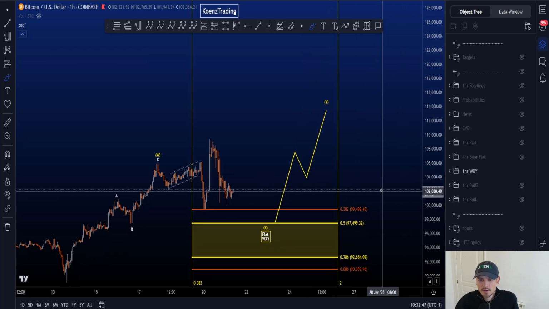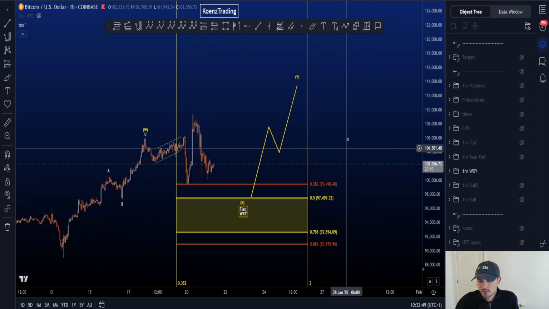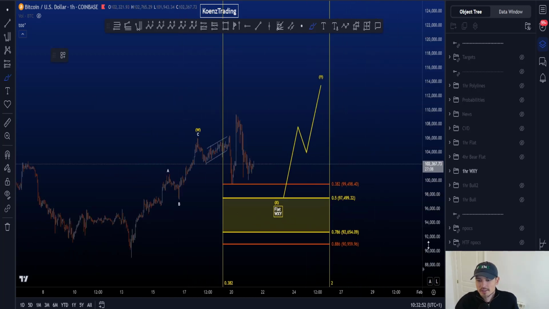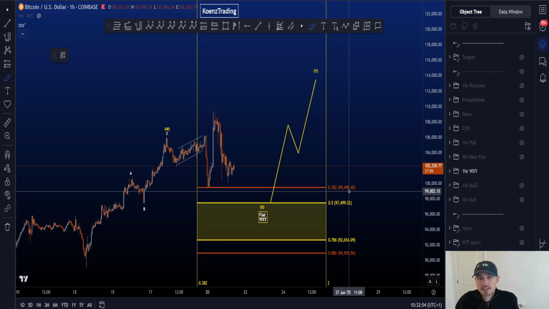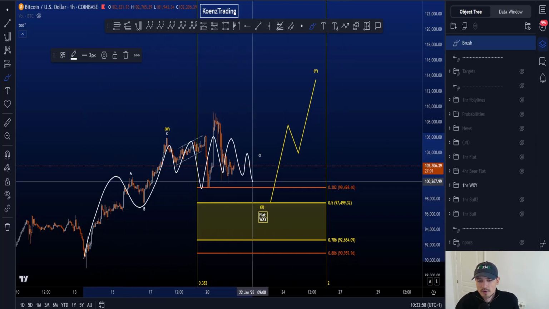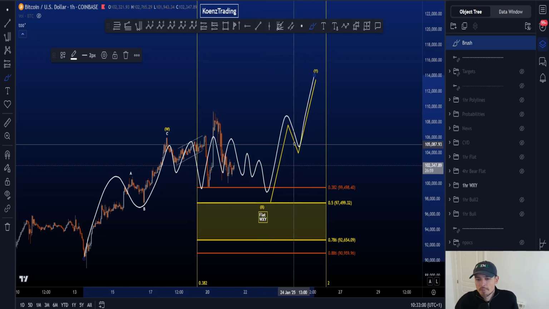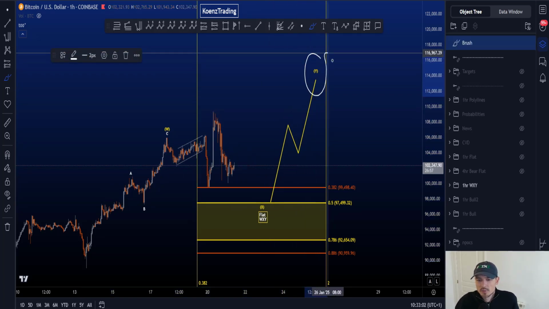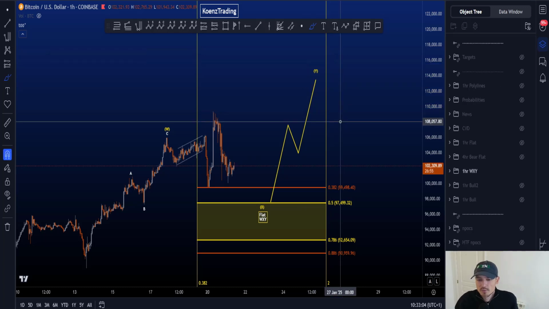And then we move into corrective scenarios, which are bearish scenarios. So this is a WXY double zigzag unfinished, because we have our W, we look to finish a wave X, and then a zigzag up in a wave Y. And then after wave Y is finished, we look for price to move down.